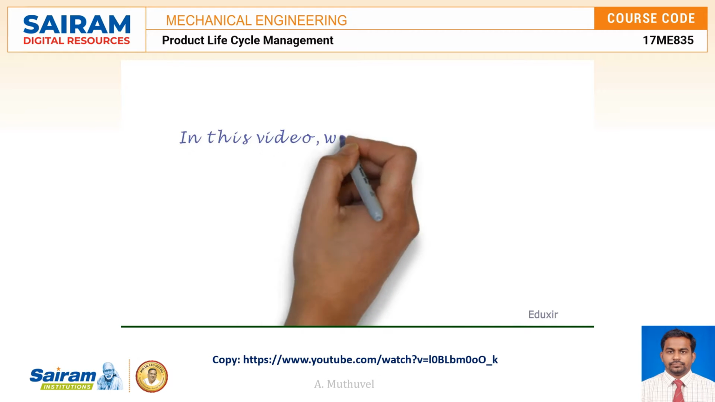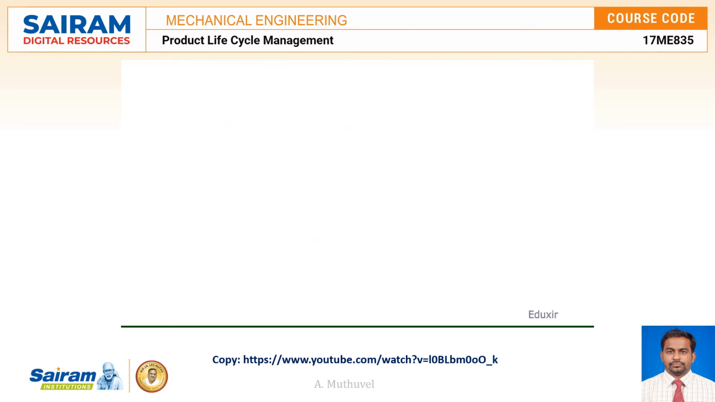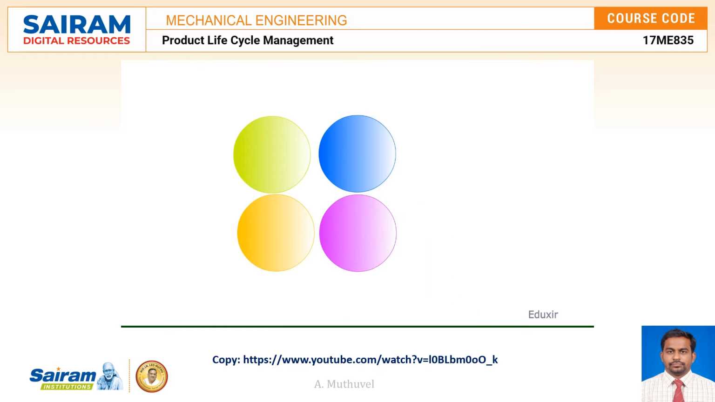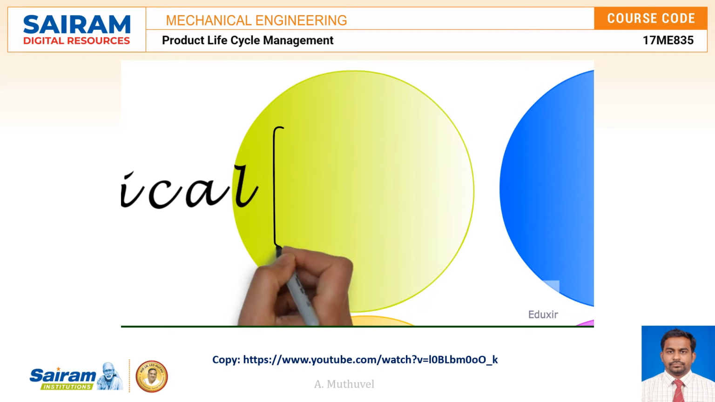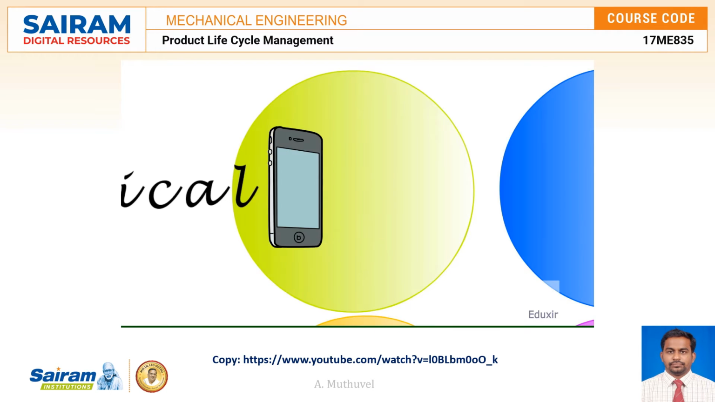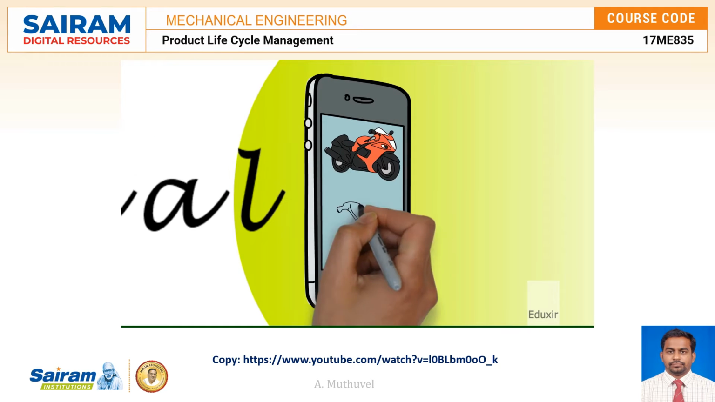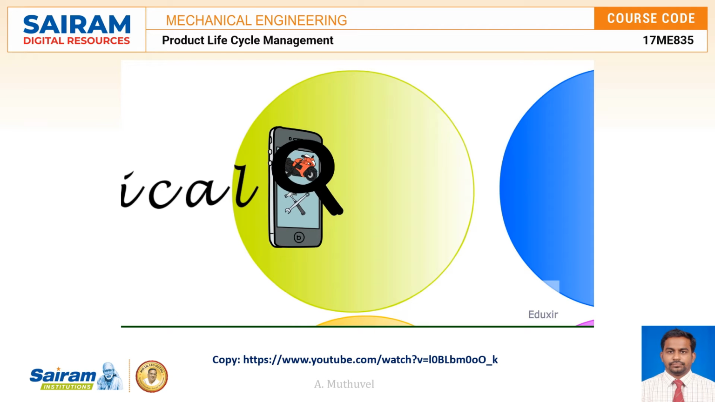Types of Feasibility Study, presented by Eduxit.com. In this video, we are going to learn the types of feasibility study. There are 4 types of feasibility study described below. The first one is technical. Technical feasibility is the study of available technical resources at disposal and how we can use these resources to introduce a product or service. The following are the various resources that are examined under technical feasibility.